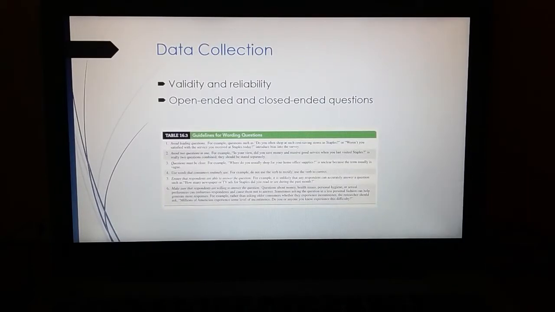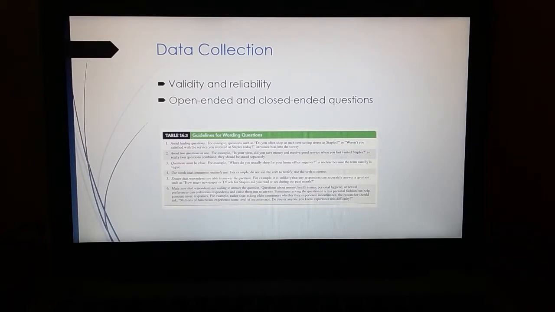Okay, now we have data collection. You want to make sure it's valid and reliable. And you also want to make the difference between open-ended and closed-ended questions, and each has its place. So an open-ended question requires answers in the respondent's own words, almost like an essay question. And closed-ended questions require respondents to check an appropriate answer from a list of options, like multiple choice or true or false.